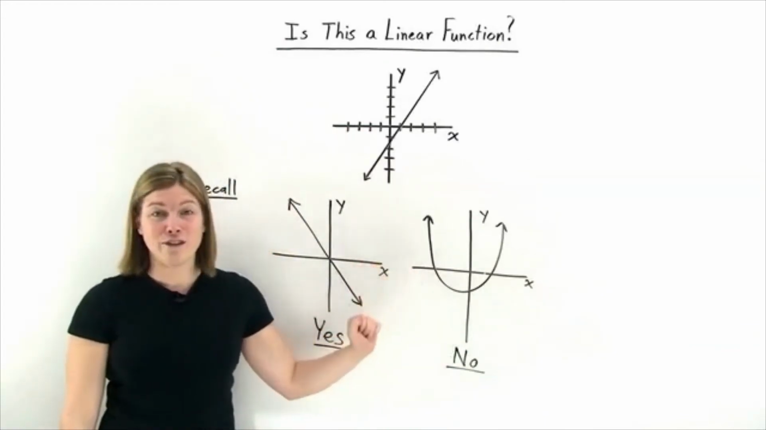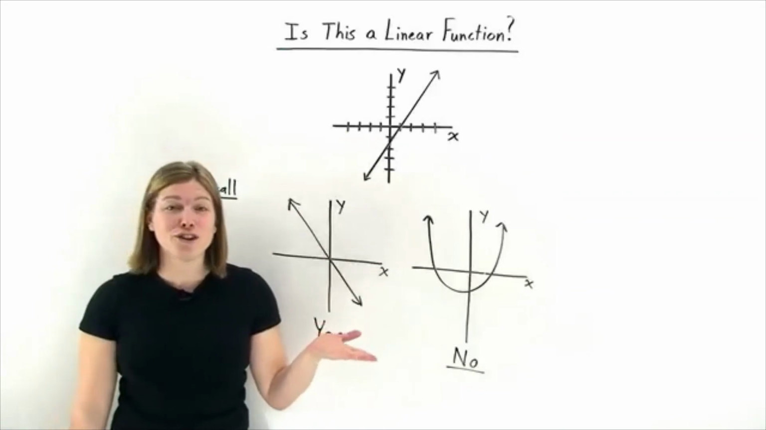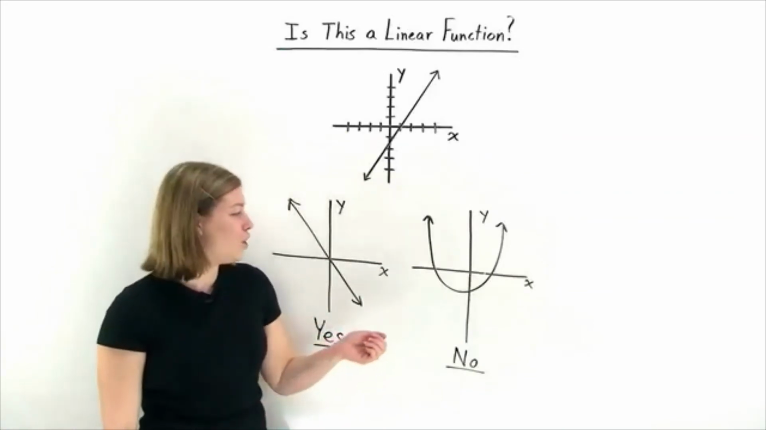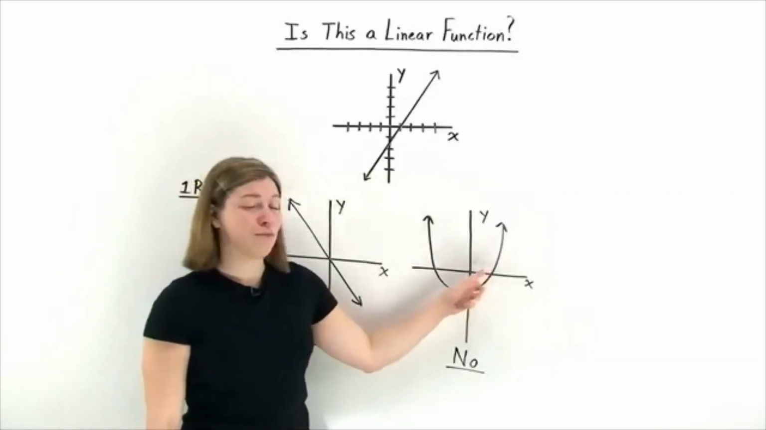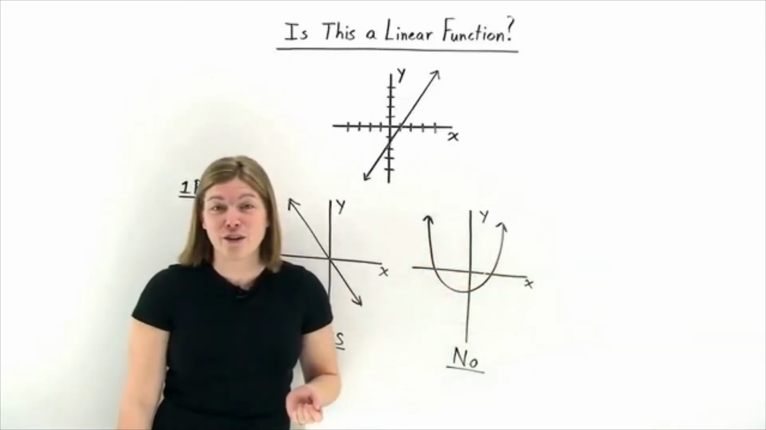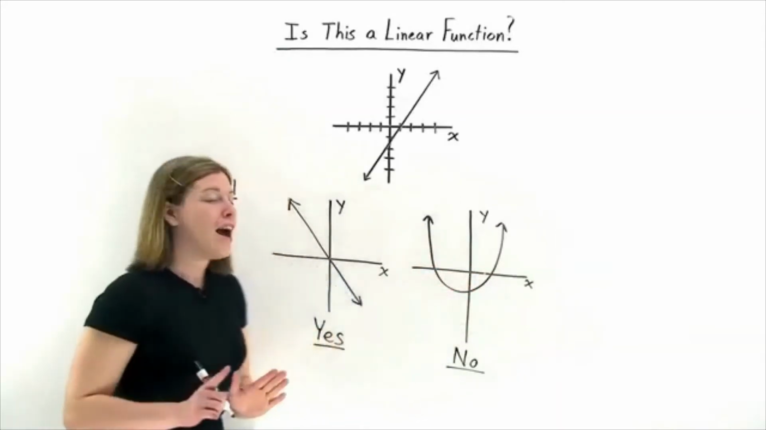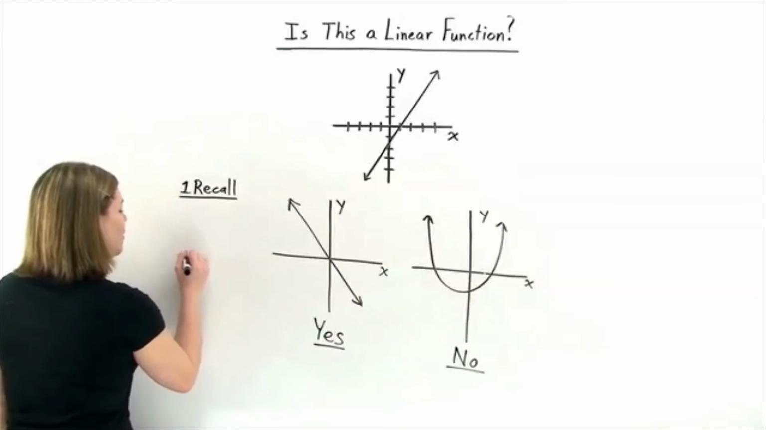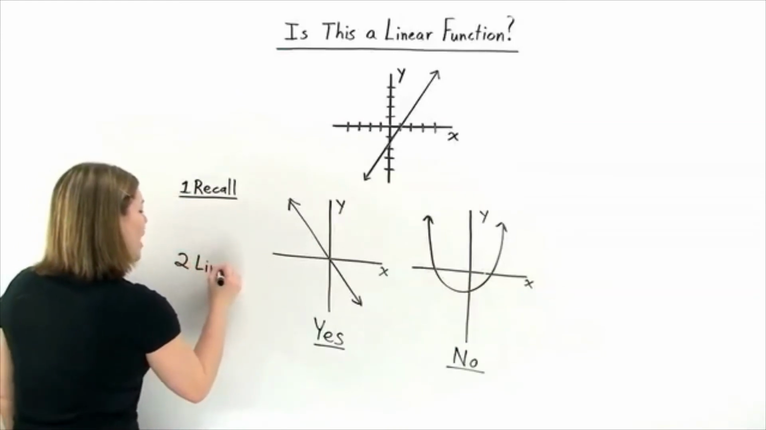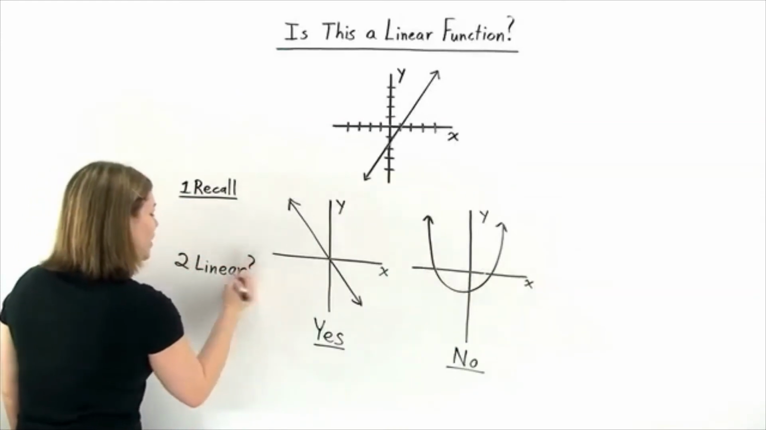This is a nonlinear function. And nonlinear functions, because they do not have that constant rate of change, tend to have curves or jumps or something like that in the graph. So now that we have a better idea about the graphs of linear functions, let's go ahead and take a look back at the graph we were given.